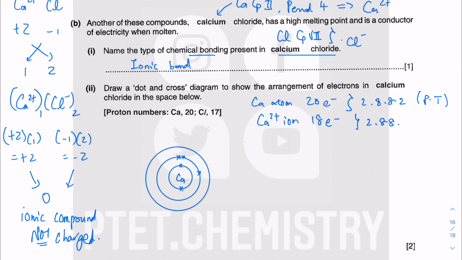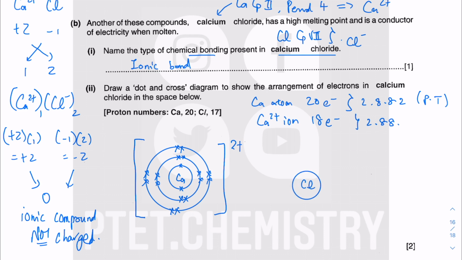1, 2, 3, 4, 5, 6, 7, 8. Don't forget the charges. Just because they don't tell you to, you gotta have charges because you have already lost electrons from the atoms. Now the Cl minus.